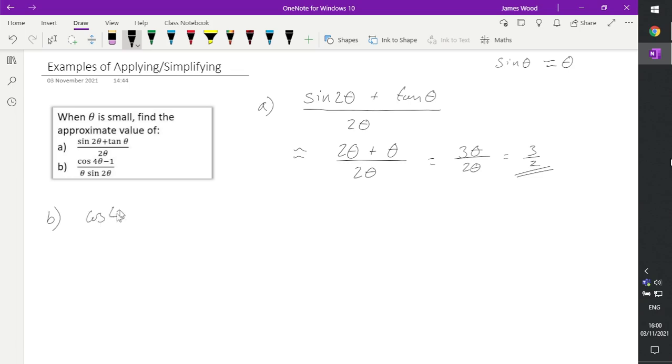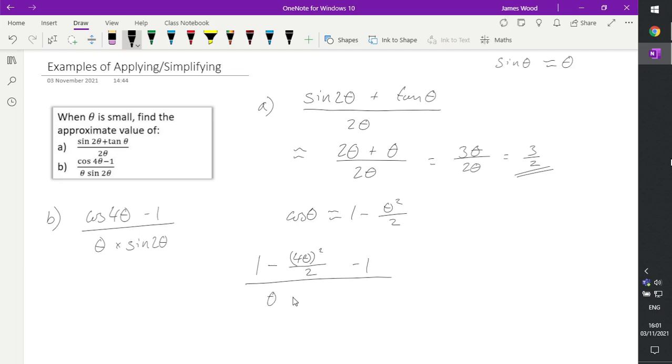B, cos 4 theta minus 1 over theta times sine 2 theta. Now again, the approximation for cos was cos theta approximates to 1 minus theta squared over 2. Let's look at how that applies here. Instead of theta, we've got cos 4 theta. So this is going to simplify to 1 minus, instead of theta, it's going to be 4 theta squared, and it's the whole thing squared, divided by 2. And then I've still got that minus 1 as well. Divided by theta times sine 2 theta. Well, that will approximate to just 2 theta.